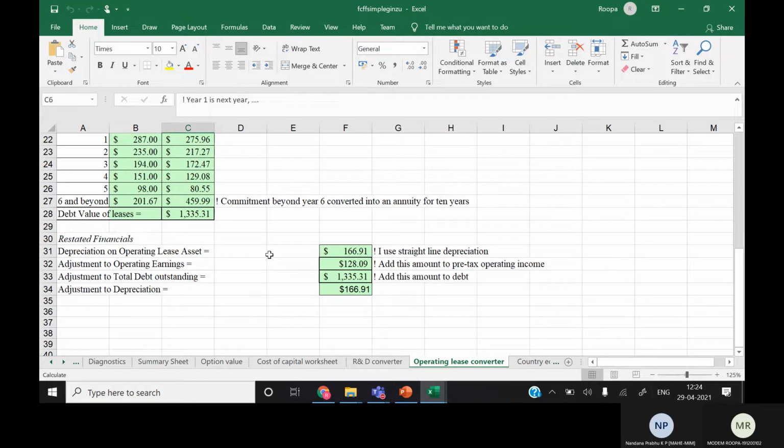Now, we are using a part of that asset. On that we have to provide depreciation, and that amount of depreciation is calculated here, in row numbers 31 to 34. So this is also recorded. This should also be recorded in the free cash flow to the firm valuation model. Now let us go to the free cash flow to the firm valuation model inputs.